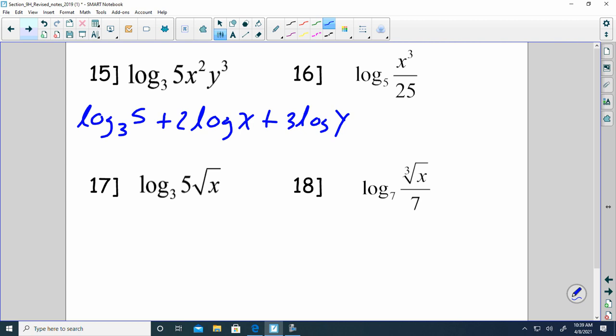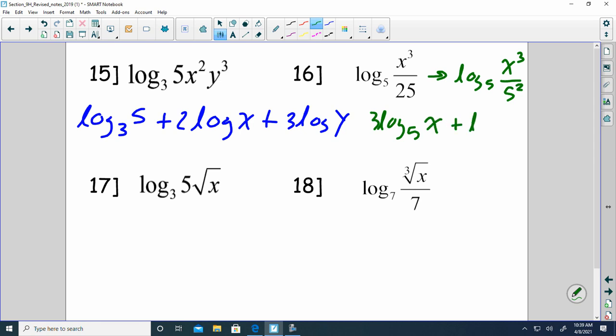For number 16, I think we should convert 25 to 5 squared. Exponents can come down front. Agree? All right. Log base 5, I'm bringing 3 out front.